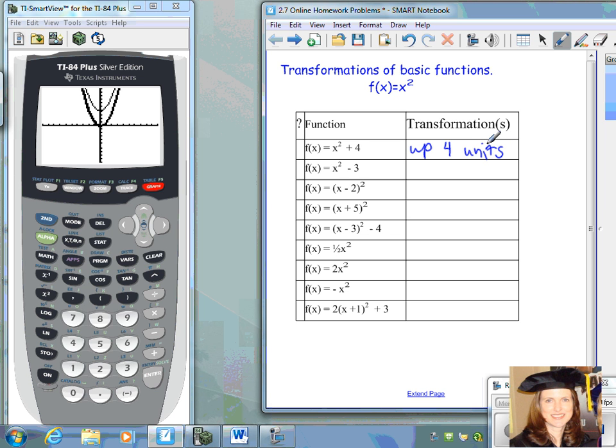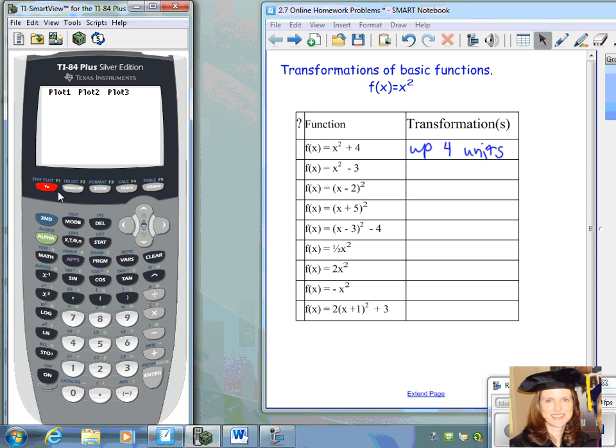Okay. Now what do you think will happen to the next graph? I want to compare it always back to the original graph, so I'm going to clear what I have in y2. Going back to the basic graph, what do you think is going to happen when you graph a new equation, f of x equals x squared minus 3? Make your guesses, and then I'm going to sketch x squared minus 3, and I want you to see the comparison.